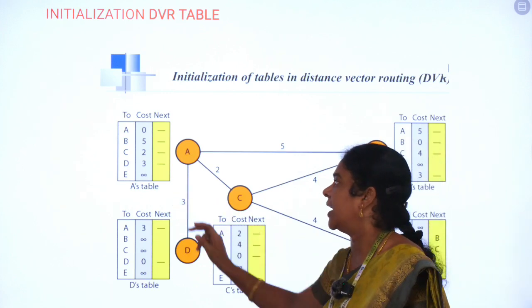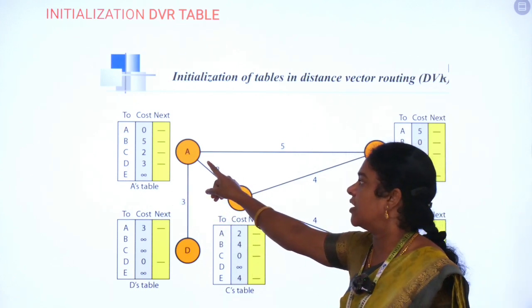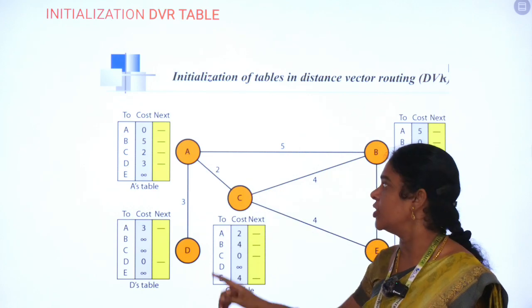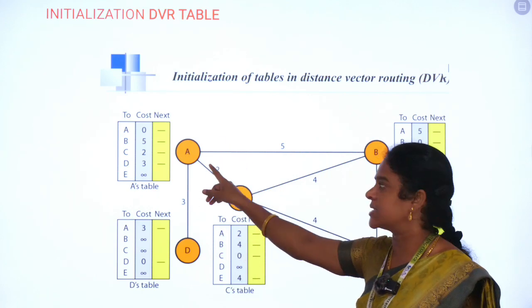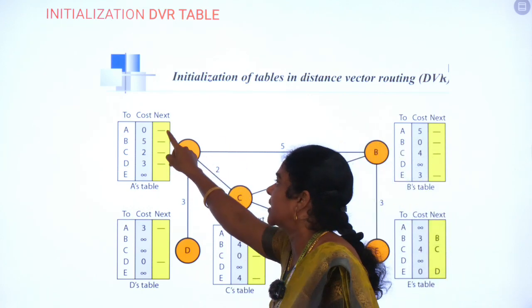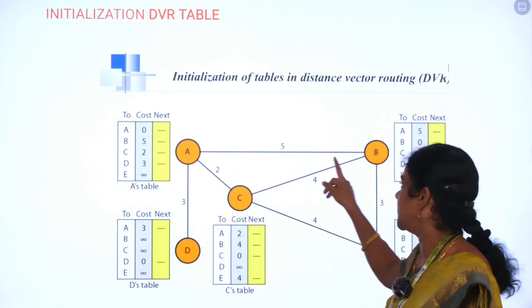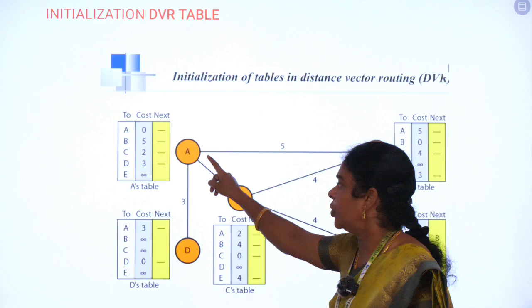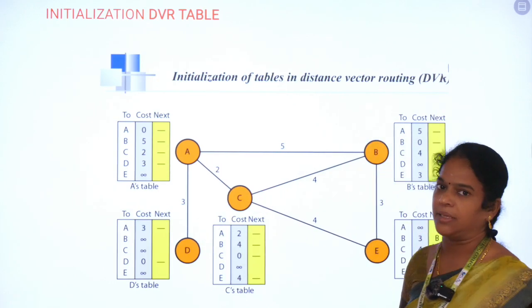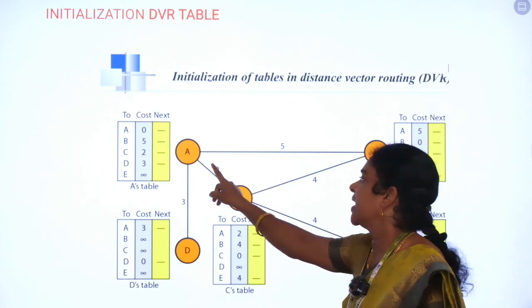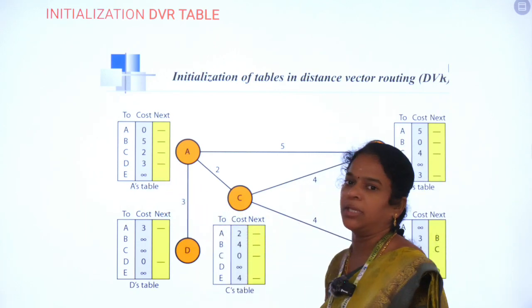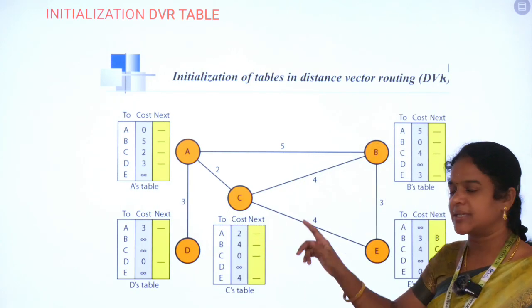First, the A table. We start from A, which is the self node, so the cost is 0. What is the next node? There is no next node, so we mark it as a dash. Next, A to B cost is 5. A to C cost is 2. A to D cost is 3. These are the neighboring nodes. A to E is unreachable, so we mention infinity. This is the A table.